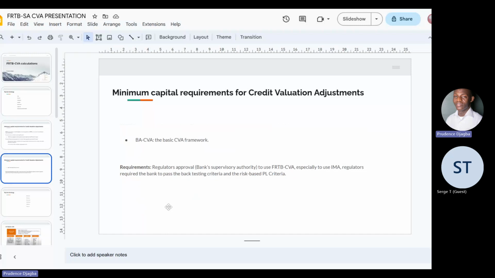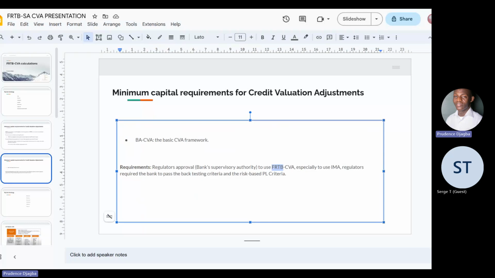And what we need to notice is that the regulator needs to approve the use of the FRTB-CVA. But we don't necessarily need the approval to be able to use the basic approach. And especially when we are using the FRTB-CVA framework, in the second method, the regulator actually needs to check the backtesting criteria and the risk-based P&L attribution criteria in order to approve the bank to use the FRTB-CVA, the second approach.